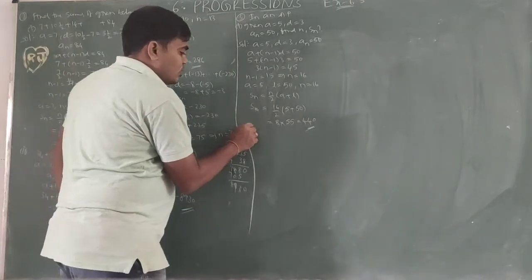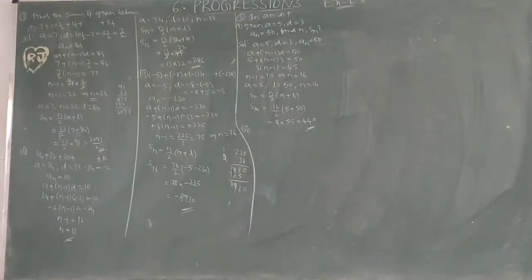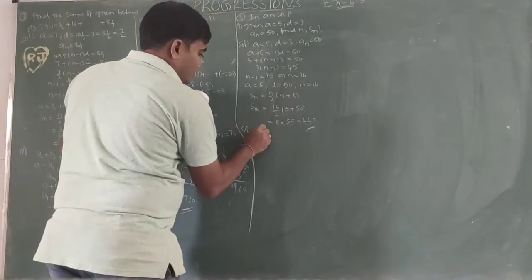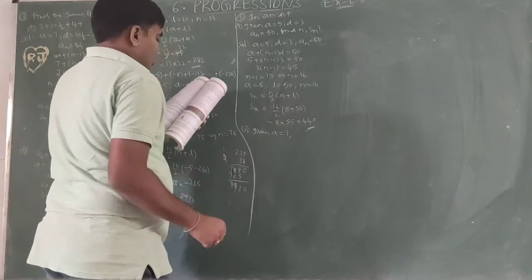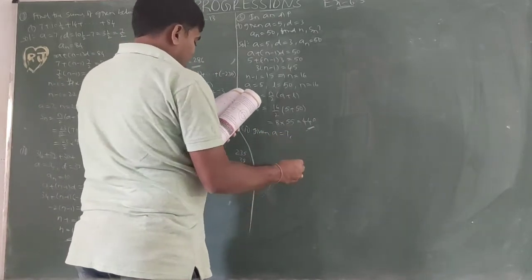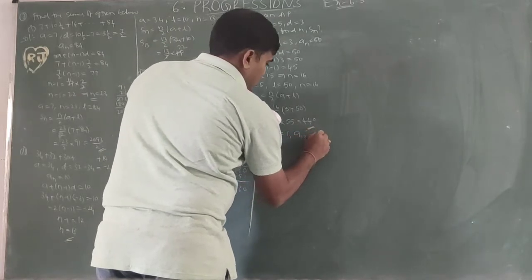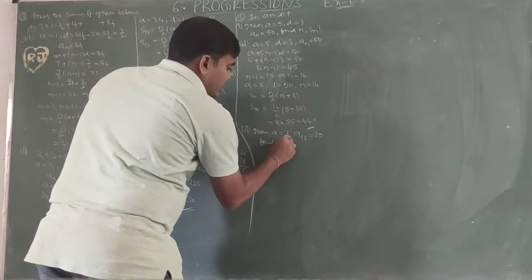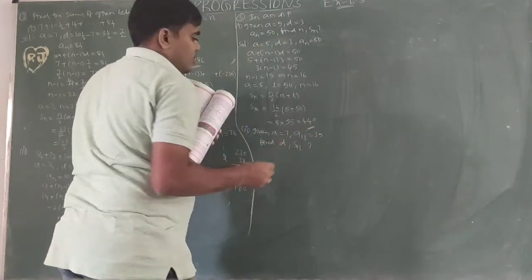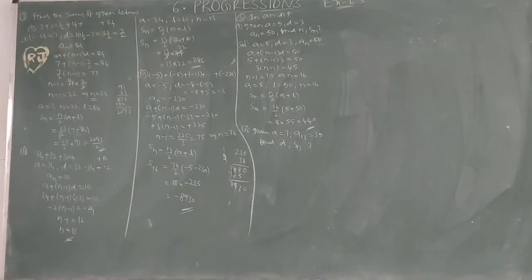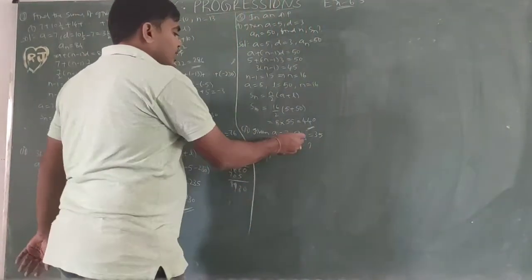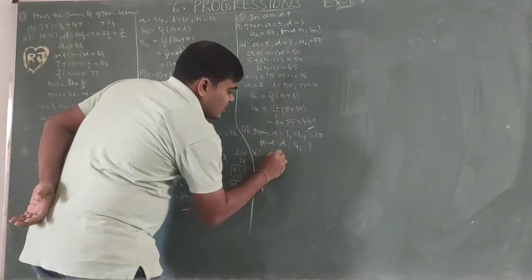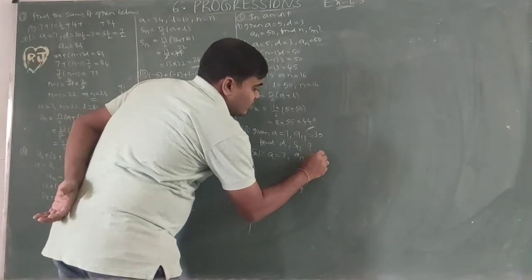Next, second question. Second question is, given A equal to 7, A13 equal to 35. Find D and S13. So A13 given, S13 and D to be found. Solution. A equal to 7, A13 equal to 35.